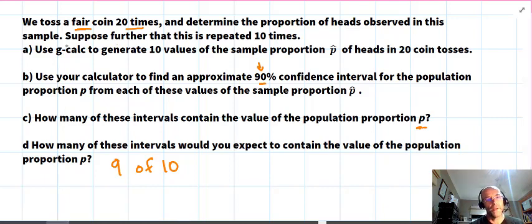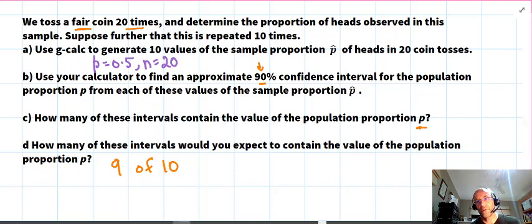To go back to part A, we need to determine a few things. We need to determine what our value for the population proportion is, and it's a fair coin, so p is 0.5. We are looking at a sample size, or a number of trials in this case. n is 20. We've got 10 samples of that. So that's something that we need to bear in mind when we enter it in the graphics calculator.